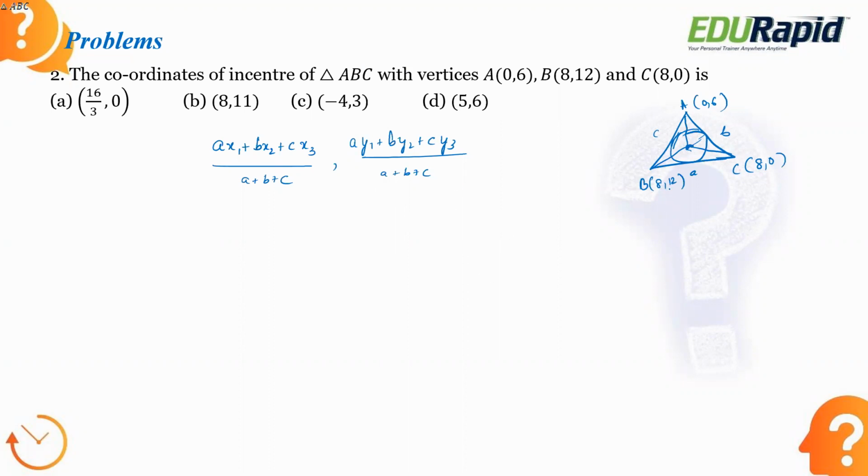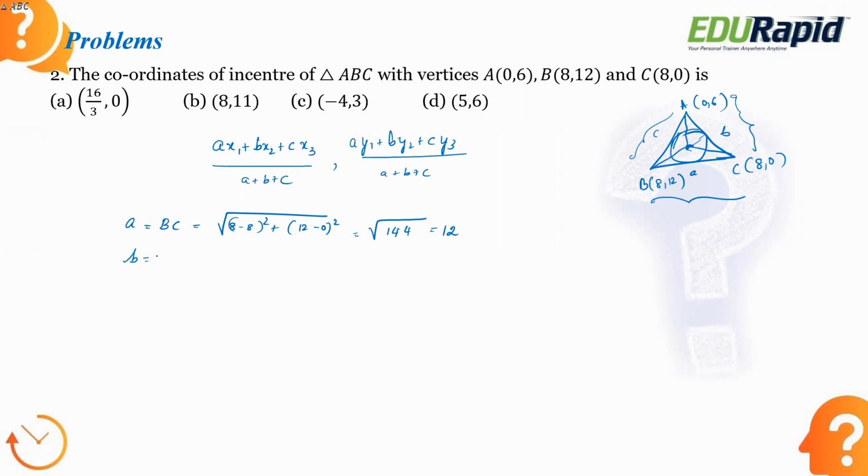This a is nothing but the distance between B and C, right? And b is the distance between A and C. And c is the distance between A and B. So we apply the distance formula to find these. a is the distance between B and C, so I use root of (8 minus 8) whole square plus (12 minus 0) whole square, which is root of 144, equal to 12.